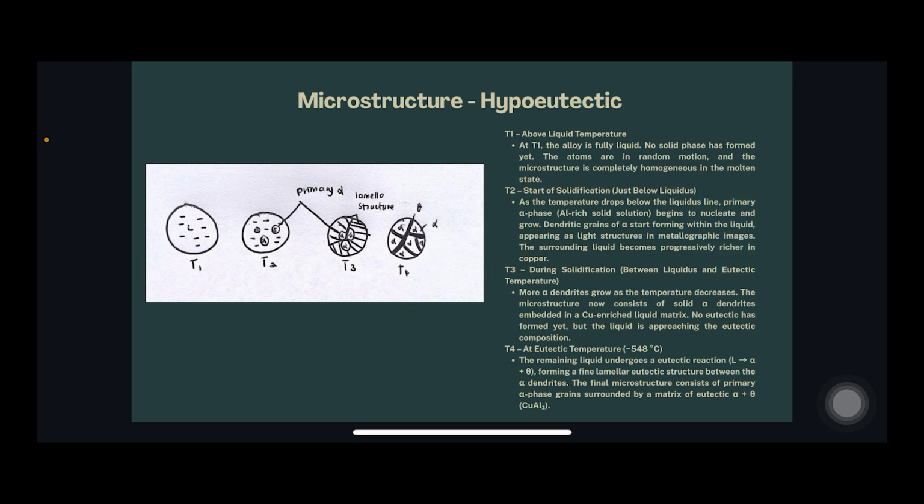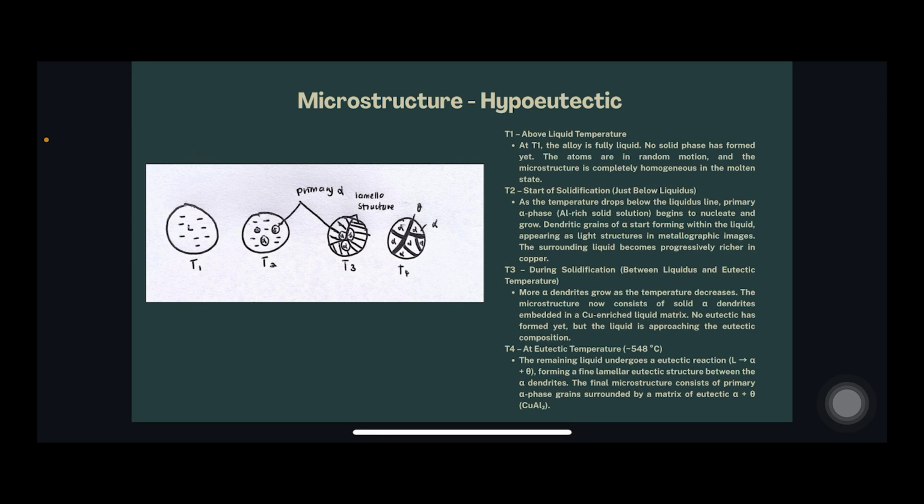And then we go to the microstructure of hypoeutectic. So this is the drawing I will show you. As you can see, at temperature 1, which is above the liquidus temperature, the alloy is fully liquid. No solid phase has formed yet. The atoms are in random motion, and the microstructure is completely homogeneous in the molten state.